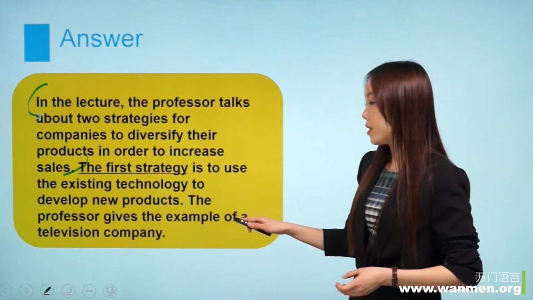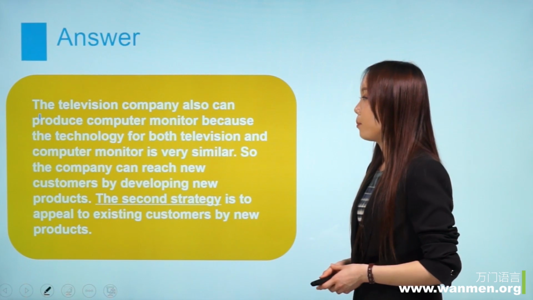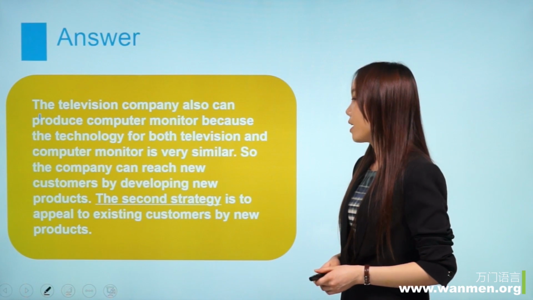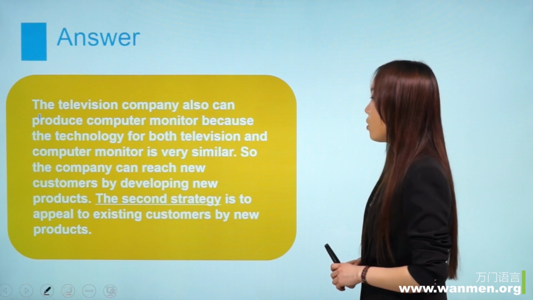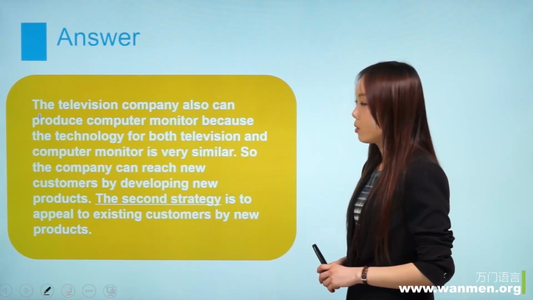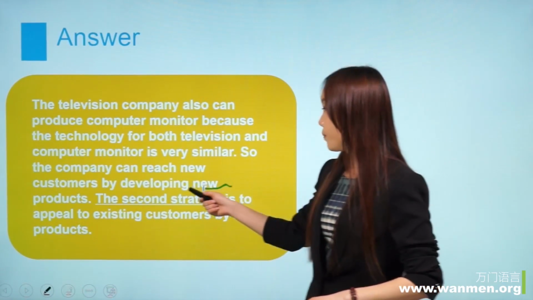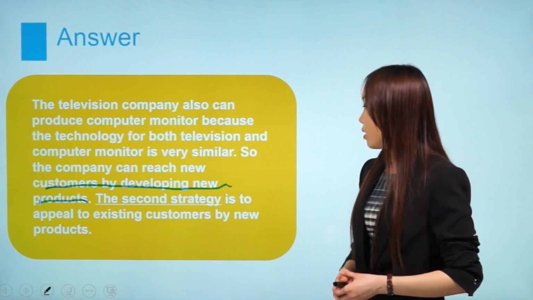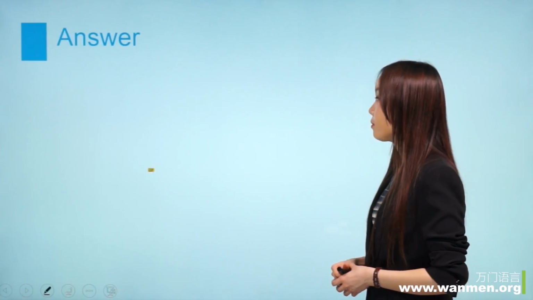The professor gives the example of a television company. 一定要把这个例子听清楚。The television company also can produce computer monitor because the technology for both television and computer monitor is very similar. So the company can reach new customers by developing new products. 这就是一个总结。有时候甚至可以用你听到的原句。The second strategy is to appeal to existing customers by new products.